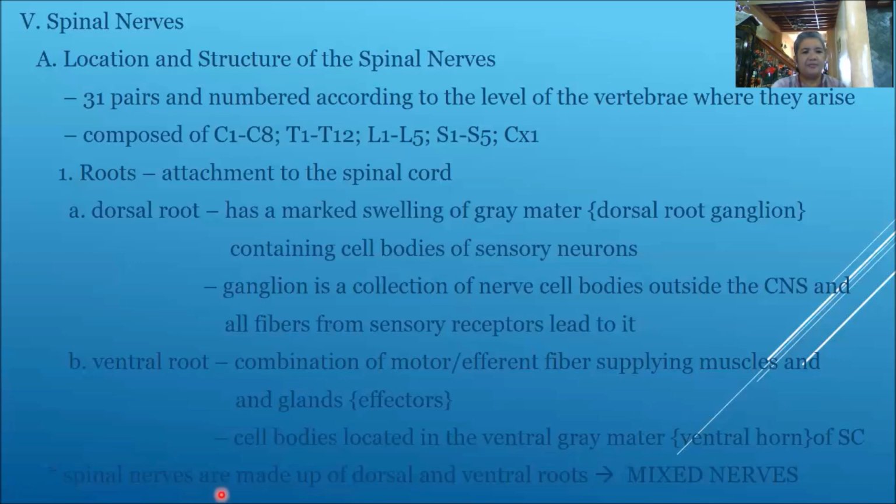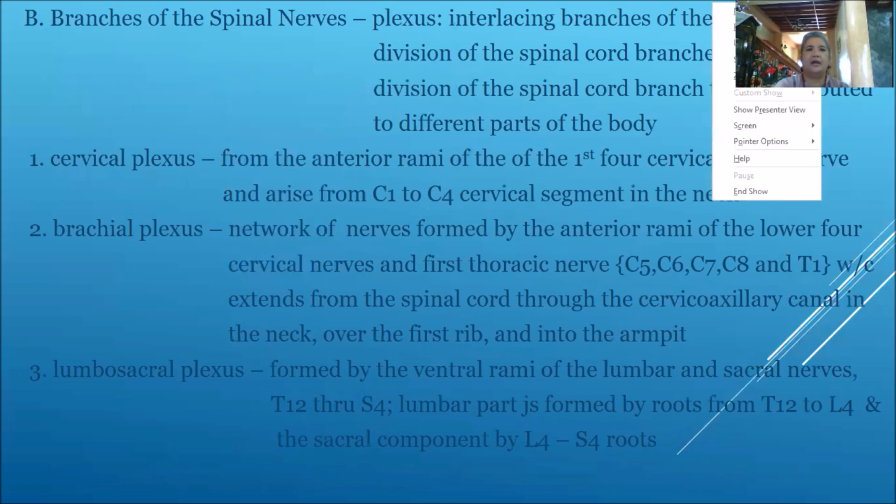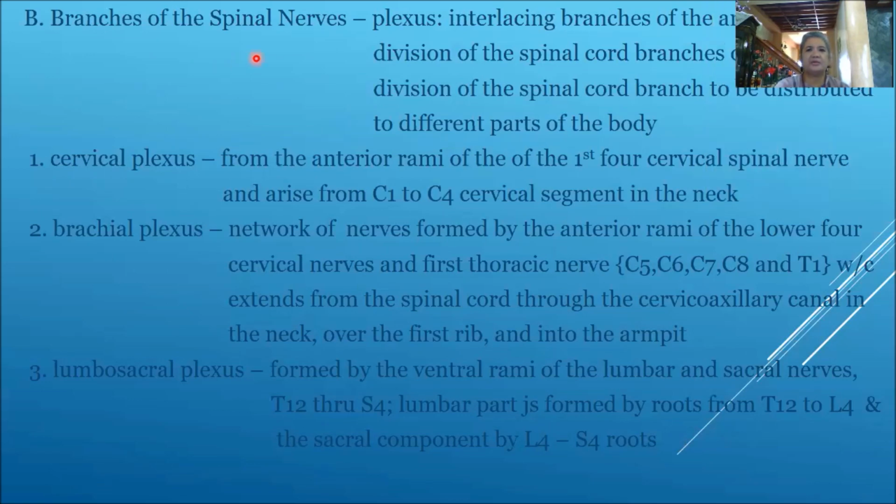Spinal nerves are made up of dorsal and ventral root, and they are called your mixed nerves. Now, what are the branches of the spinal nerves? These are plexuses. These plexuses are interlacing branches of the anterior division of the spinal cord branches, to be distributed to the different parts of the body.